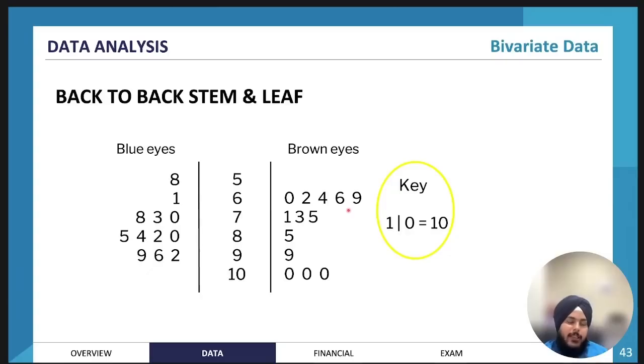Next, we have back-to-back stem and leaf plots. In this case, we again have two variables. We have not only the eye color, we also have the frequency, or how many people have that eye color. In this case, we have another stem and leaf plot. Here we have the stem, 5, 6, 7, 8, 9, 10, and then we have the leaf, which represents the actual values.